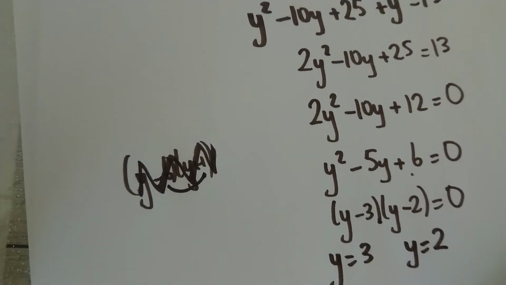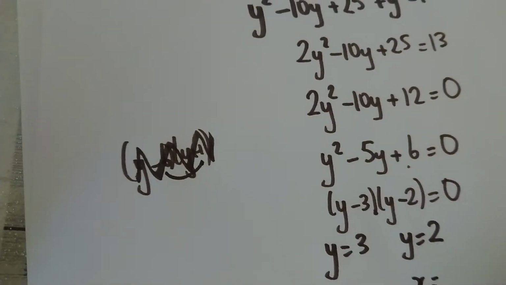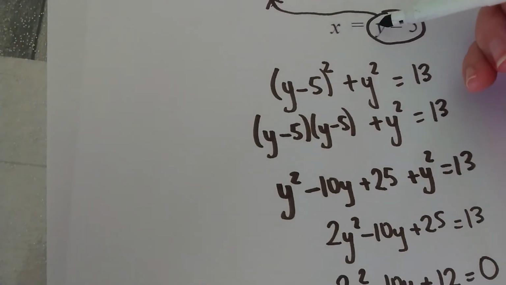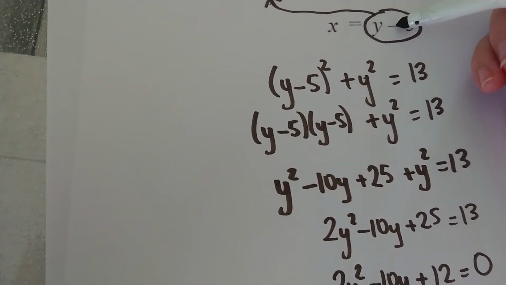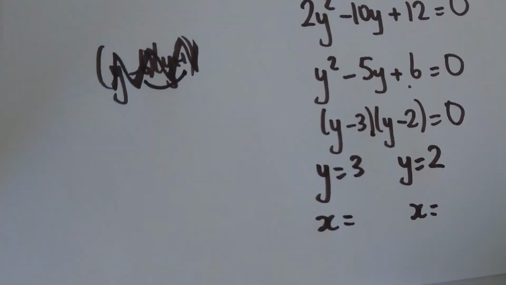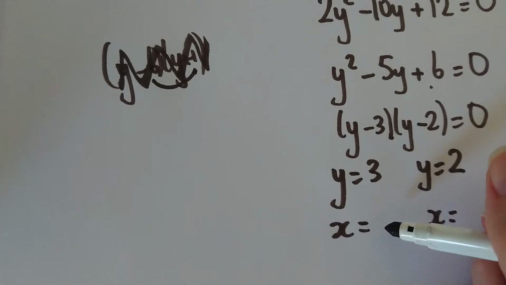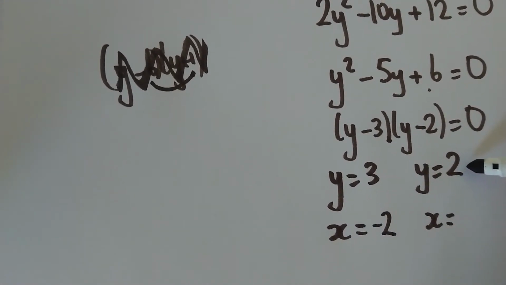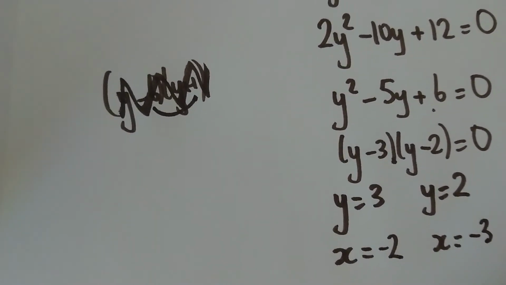Now remember, with simultaneous equations, you've also got to find the x value for each of those. So going back up to the equations, we know that x is y take away 5. That means whatever y is, you need to take away 5 from it. So if y is 3, I'm going to take away 5 from that, and so x would be minus 2. If y equals 2, I'm going to take away 5 from that, and so x would be minus 3.